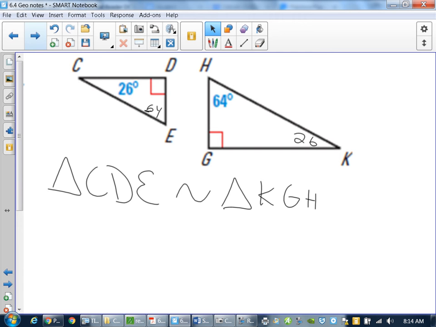After that, you were given letters. You had to substitute in, cross multiply, solve for x. After that, you were given a similarity statement. You substituted in letters, and you substituted for x. Then you cross multiply and solve.